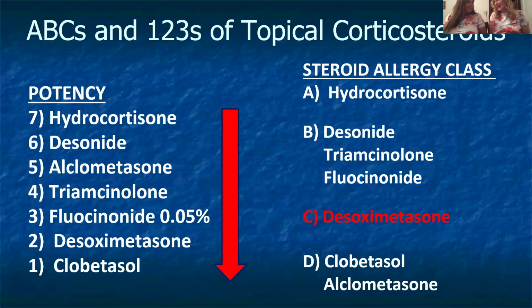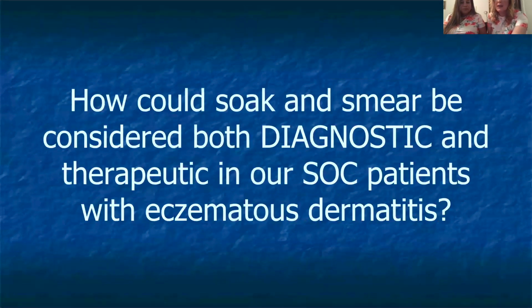And since oftentimes in childhood, the patients were exposed to what? Hydrocortisone, desonide. So it makes sense that C would be the lowest allergy risk because they haven't really been exposed to that class very often through the course of their life.